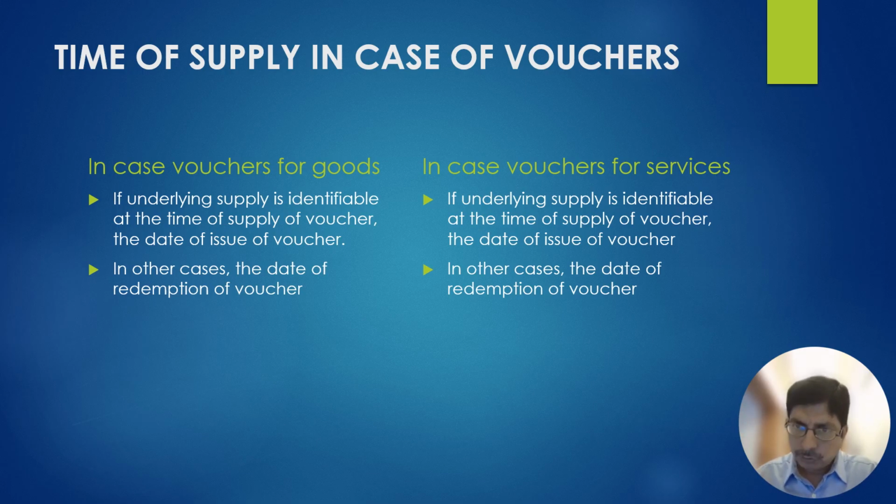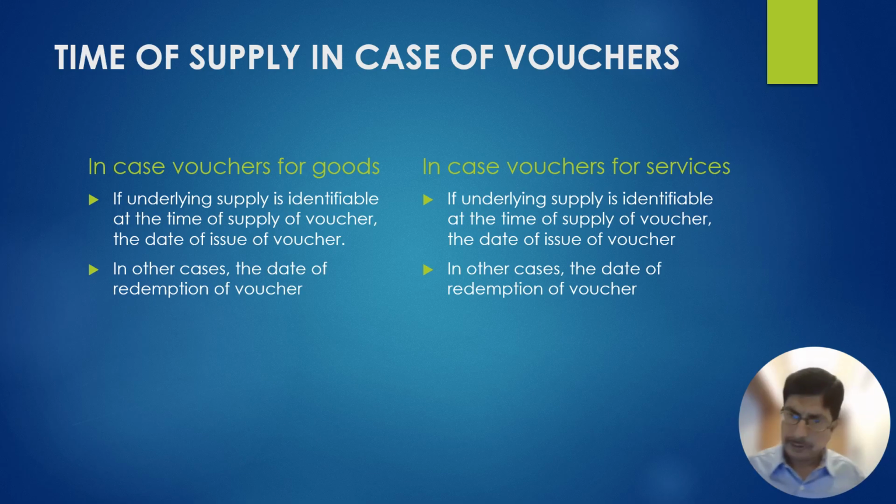So on the date of issue of voucher, is the supply of goods or supply of service identified? No, it is not identified. So the time of supply in such a case is the date when you redeem the voucher. When you actually utilize that voucher for purchase of goods or availment of service, that is the time of supply. In case the voucher is issued and it has a fixed and determinable manner of utilization, then the date of issue of voucher is the time of supply.